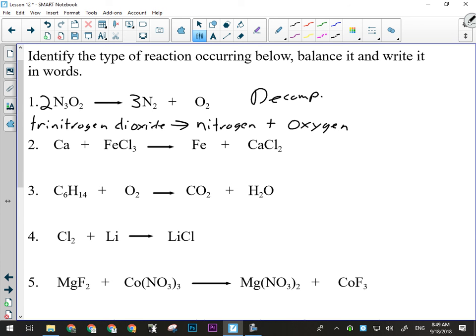But by doing that, I've now made 4 oxygens on one side and only 2 on the other. So what needs to go in front of this? A 2, right? Because 2 times 2 will be 4. Okay, questions on number 1?